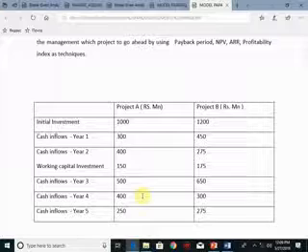Project B, how much is NPV? Plus 161. So therefore A and B, based on the NPV, which one do you accept? A. The reason is present value terms, a very strong criteria. In Project A, the present value of cash inflows is greater than the present value of cash outflows. Therefore NPV is high in Project A. Therefore you accept Project A.